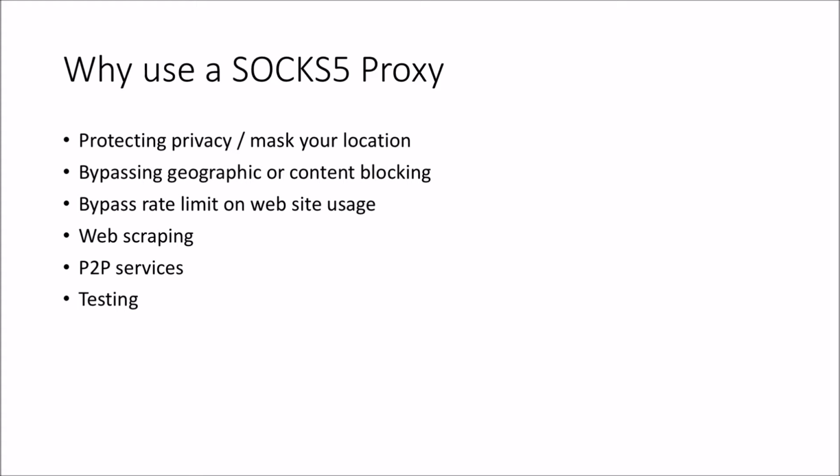And also by masking your IP address as one from a different region, you can bypass some of the content blocking or geographic restrictions. So for example, if you're traveling and say you're in the UK but you want to access US specific sites and content, or vice versa.